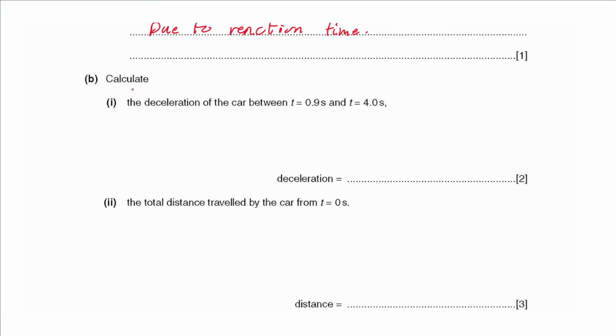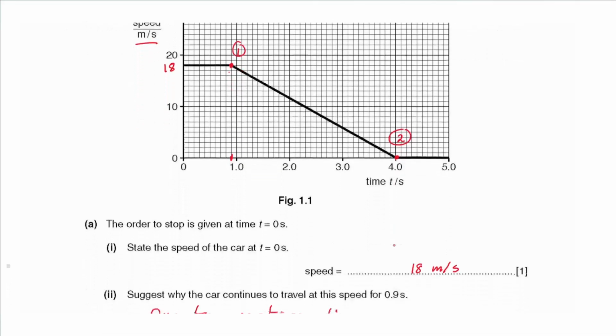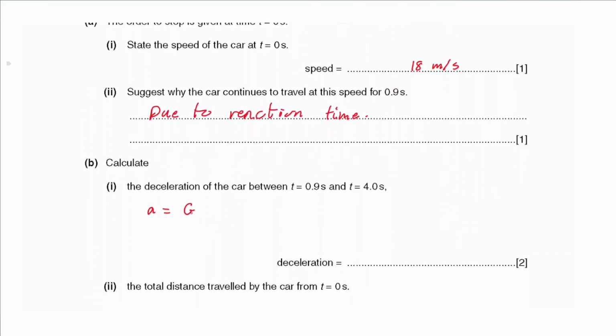Part B says calculate first the deceleration of the car between time 0.9 seconds and 4 seconds. We can calculate the acceleration as the gradient of the graph. So we need 2 points from the graph to calculate the gradient, y2 minus y1 over x2 minus x1. This is point 1 and this is point 2. For point 1, the x-coordinate is 0.9 and the y-coordinate is 18, and for point 2, the x-coordinate is 4 and the y-coordinate is 0. So going back here, we substitute with these numbers.